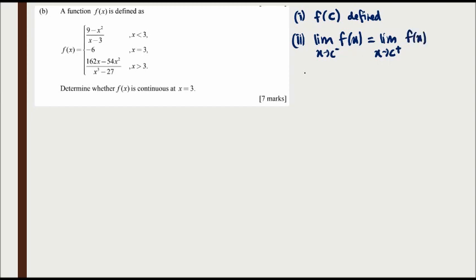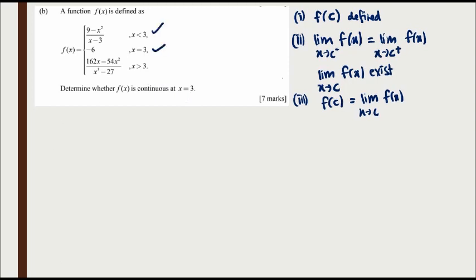Okay, so this must be equal, so that the limit of x approaching c of f(x) exists. And then the third condition that it must satisfy is that f(c) must have the same value as the limit of x approaching c of f(x). So these are the three conditions that we need to check. Let's check them one by one for the continuity of f(x) at x equals 3.